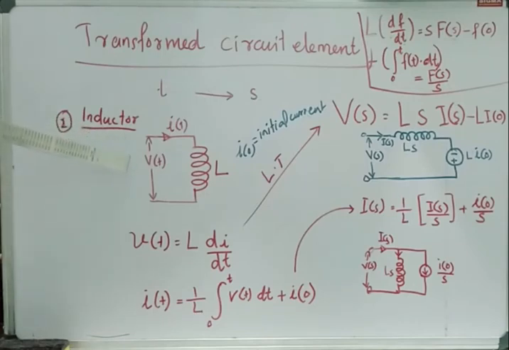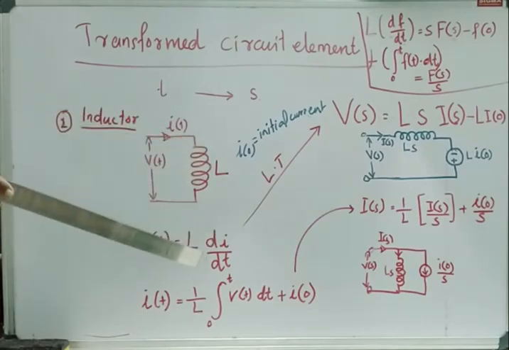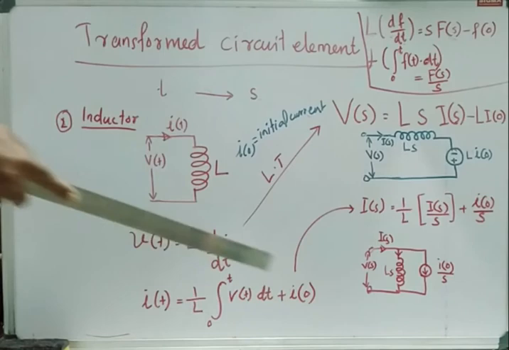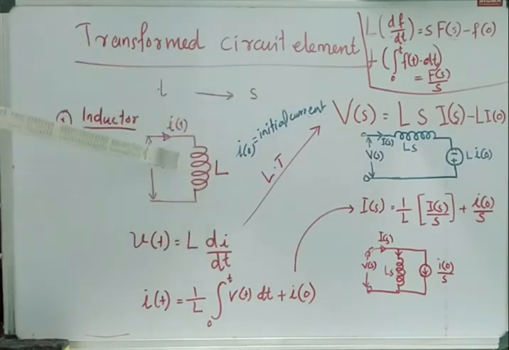So, whenever an inductor is energized by a voltage source, say V of t, current I of t is flowing through this inductor. In the case of an inductor, the voltage current relations can be written by means of these two equations. So, the voltage in the inductor is V of t is equal to L into di by dt. From this, if we are finding the current, the current equation becomes I of t is equal to 1 by L integral 0 to t V of t dt plus I0, that is, the initial current through the inductor.